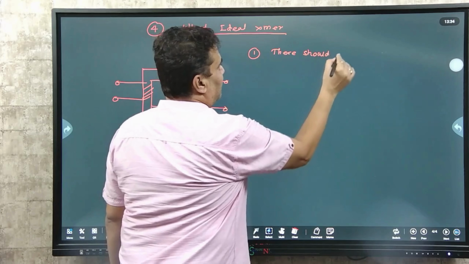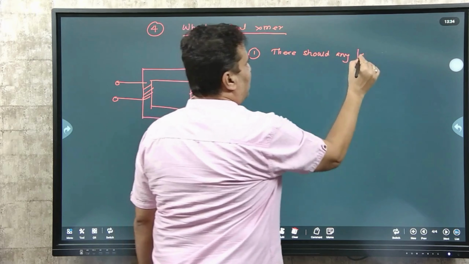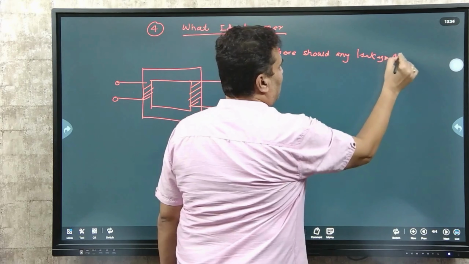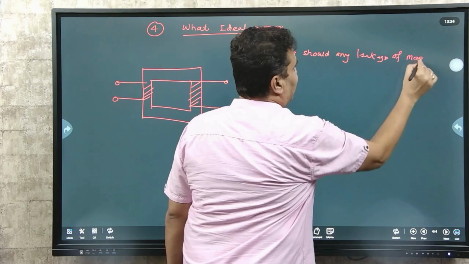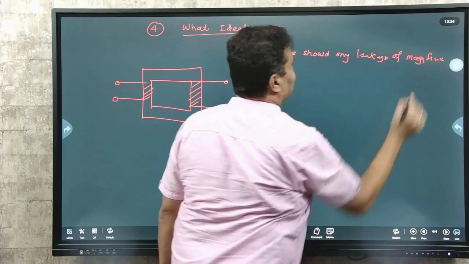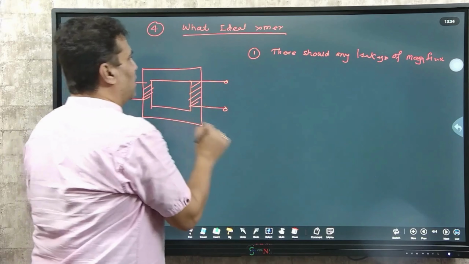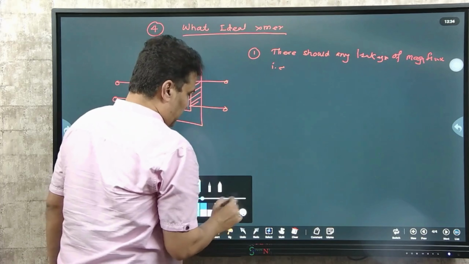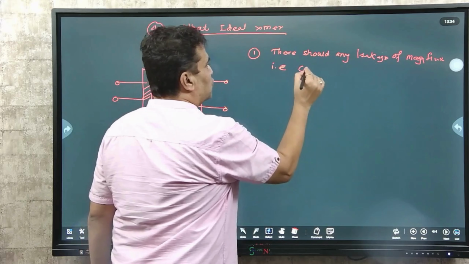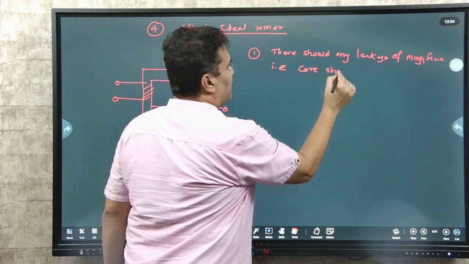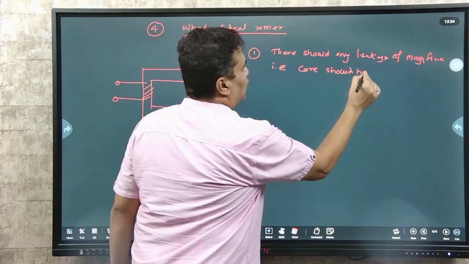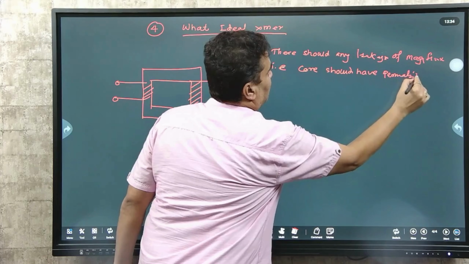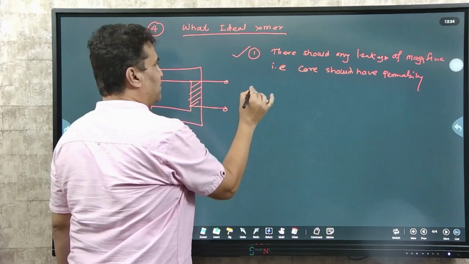any leakage of magnetic flux. मतलब मैग्नेटिक फ्लक्स का कुछ भी लीकेज नहीं होना चाहिए. इसका मतलब कोर शुड हैव हाई परमेबिलिटी. That is, core should have high permeability. This is the first important requirement.